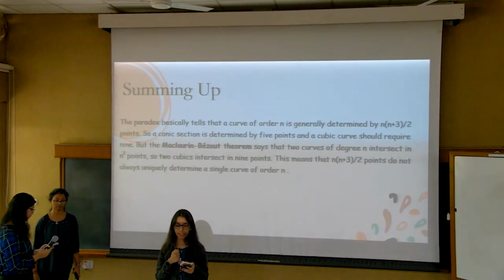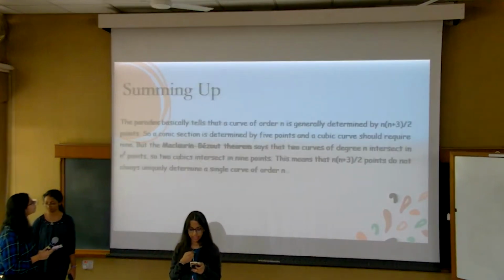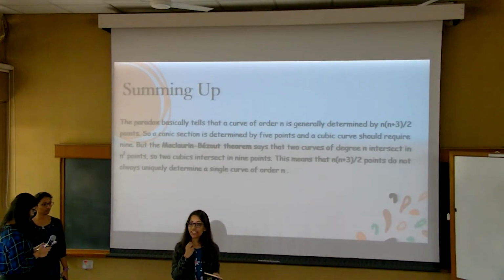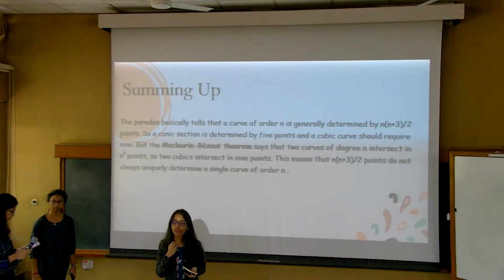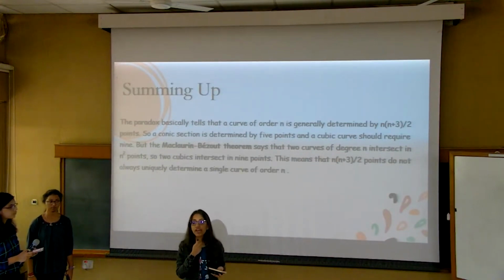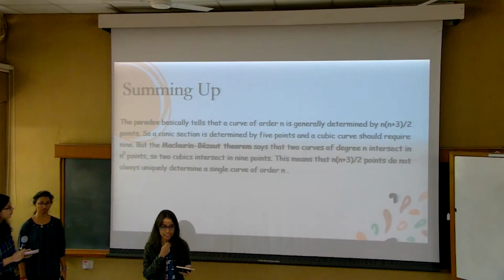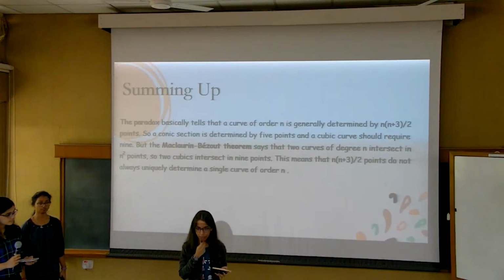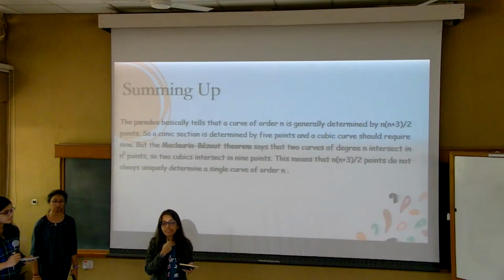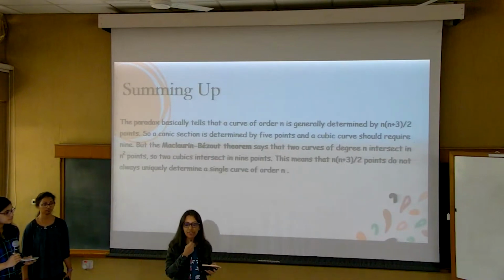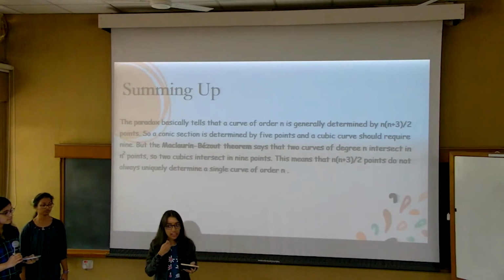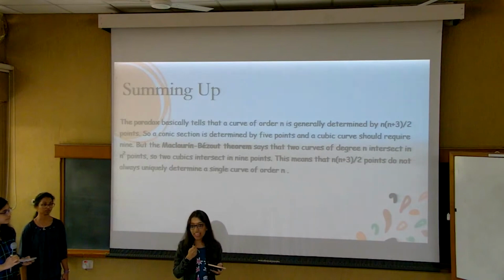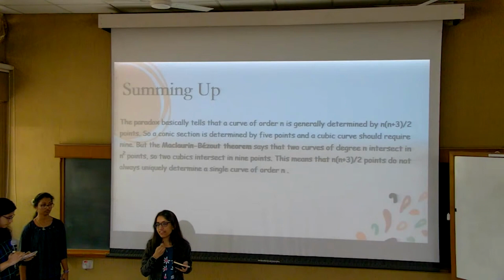Now let's kind of sum up the paradox. The paradox basically tells us that for a curve of order n, n(n plus 3)/2 points are sufficient and necessary to determine the curve uniquely. So for a conic section, 5 points are sufficient and necessary. For a cubic curve, 9 points are sufficient, and so on. But with Bézout's theorem, two curves of order n intersect at n squared points. So two cubic curves will intersect at 9 points, which is exactly the number of points that are sufficient and necessary to define it. Therefore, any arbitrary n(n plus 3)/2 points cannot define a single curve of order n uniquely.